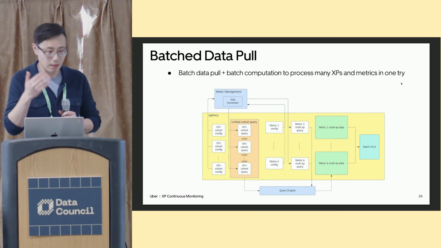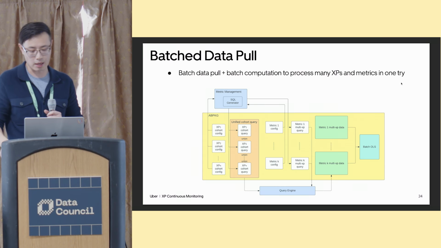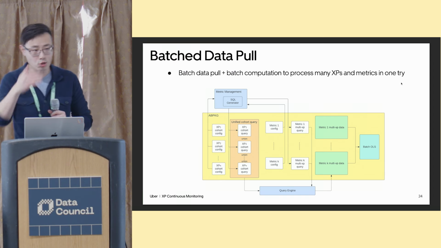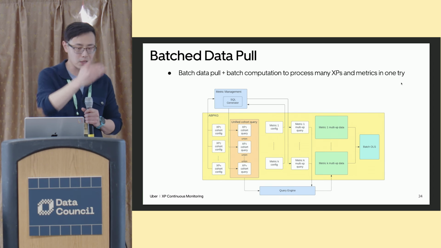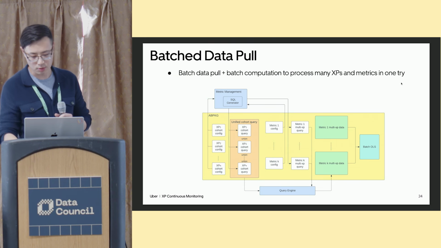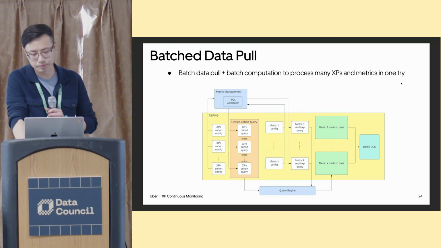But when we now pull larger data sets for all the XPs we batched, it also means we need to now compute a much bigger set of results for all the XPs we batched. So this is where the batch OS comes in to compute the final results.